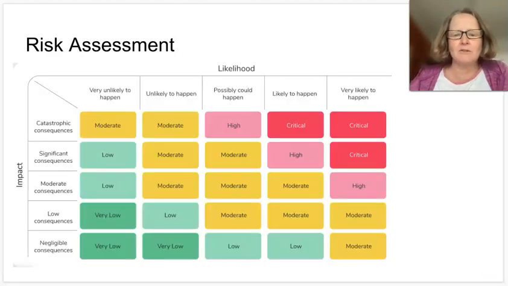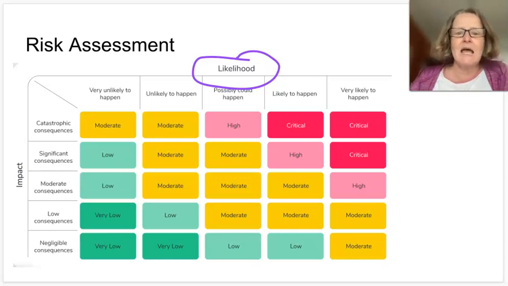Well, you can think about two aspects of risk. How likely is the risk to actually happen in the first place? And if it were to happen, what would be the impact of that risk happening? What injuries would it cause to you or to the environment, or what damage would it do to equipment?